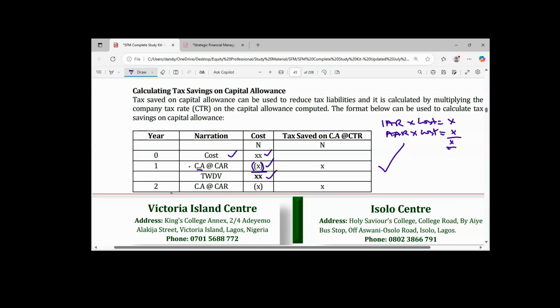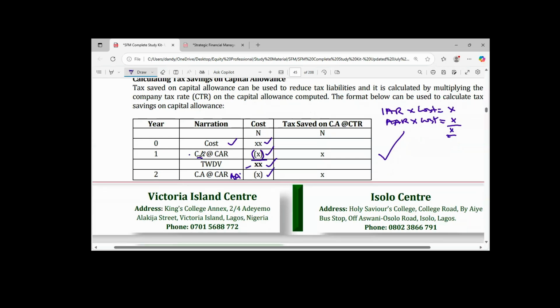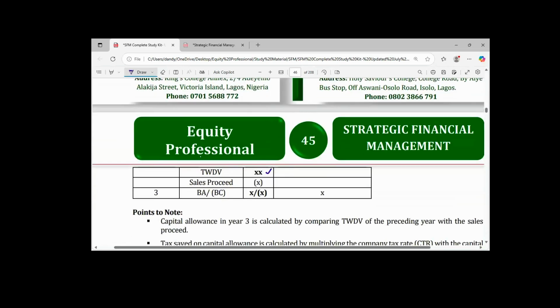You then move to year two. So subsequently, after the first year, it will be annual allowance. Therefore, you need to multiply the annual allowance rate on the tax written down value. We're assuming that is on reducing balance basis. So just multiply the annual allowance rate on the tax written down value to get the capital allowance for year two. Then you find the difference, which is the tax written down value at the end of year two.